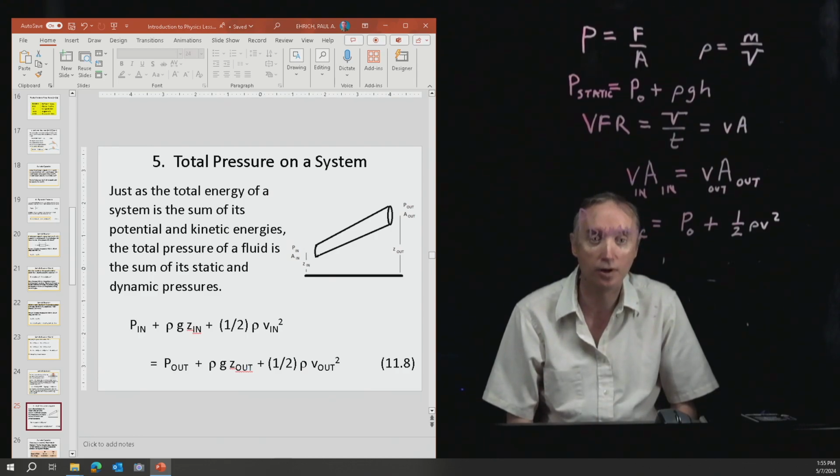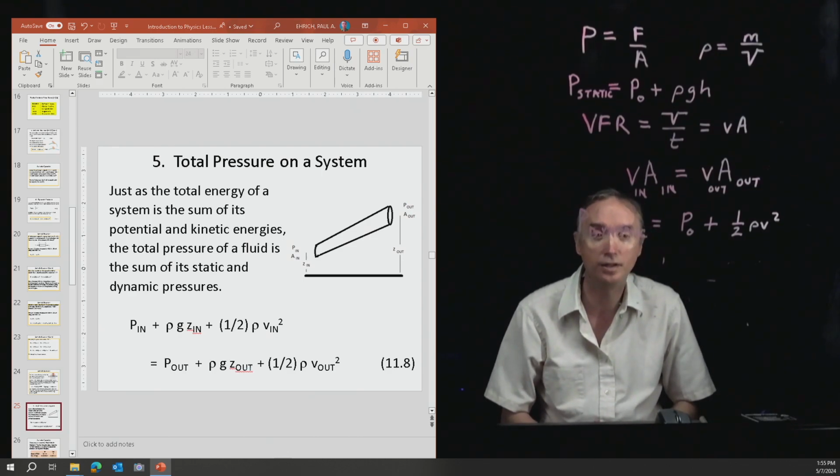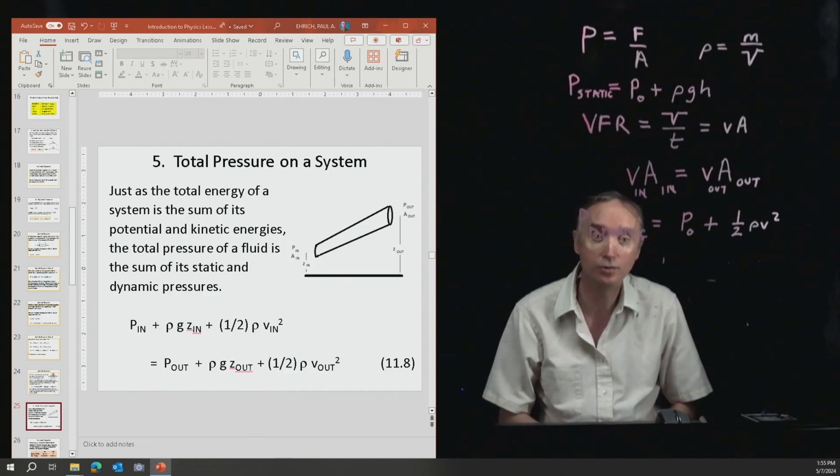So the initial pressure going into the pipe, plus the static pressure going into the pipe, plus the dynamic pressure going into the pipe, is going to be equal to the pressure coming out of the pipe, plus the static pressure coming out of the pipe, and then the dynamic pressure coming out of the pipe.